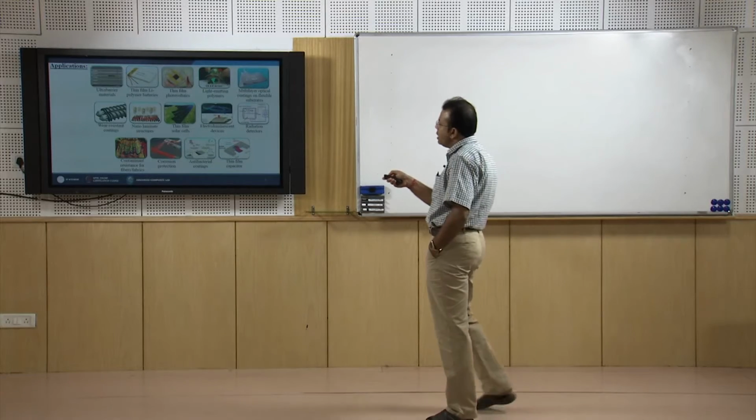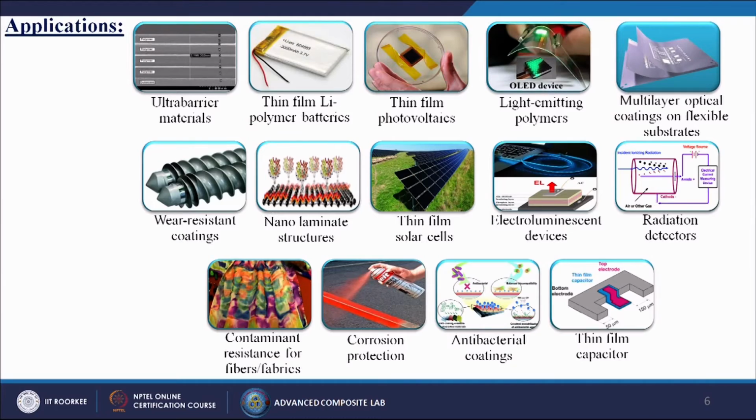Generally we can use these techniques for ultra barrier materials, thin film lithium polymer batteries, thin film photovoltaics or maybe solar cells, light emitting polymers, LED devices, multi-layer optical coatings on flexible substrates, wear resistant coatings for any kind of mechanical fasteners, nanolaminate structures, thin film solar cells, electroluminescent devices, radiation detectors, thin film capacitors, antibacterial coatings, corrosion and contaminant resistance for fibers.